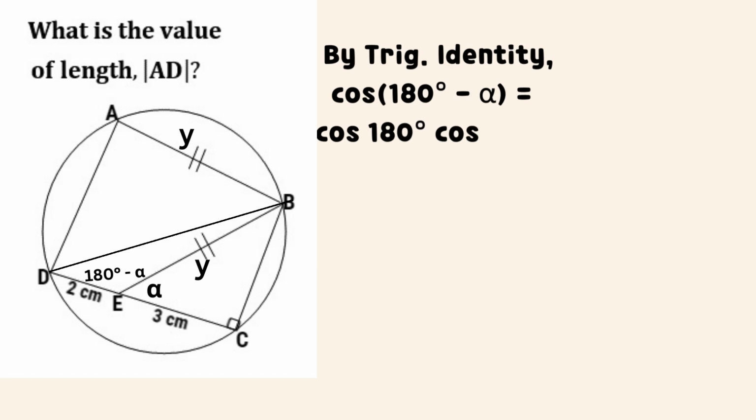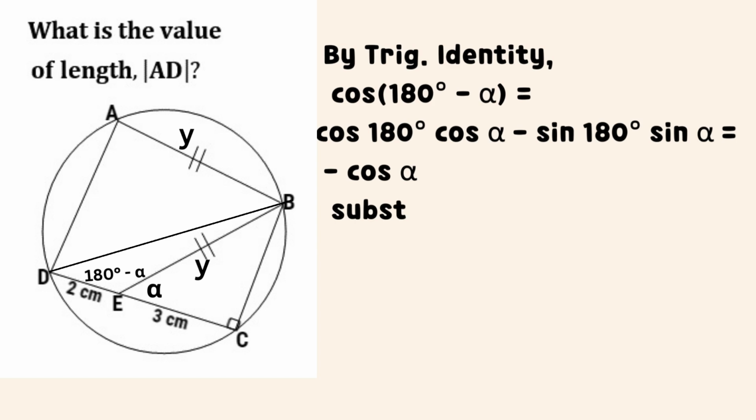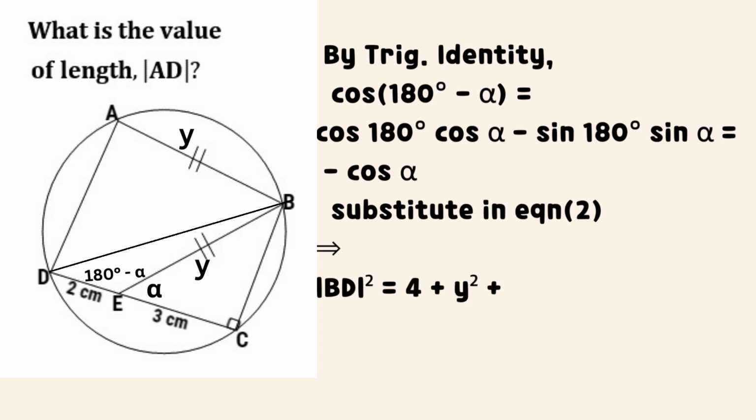By trigonometric identity, cosine of 180 degrees minus alpha equals the product of cosine 180 degrees and cosine alpha minus the product of sine 180 degrees and sine alpha, which equals negative cosine alpha. Substitute the result in equation 2. It implies that the square of line BD equals the sum of 4 and the square of y plus 4 times y times cosine alpha. We call it equation 3.